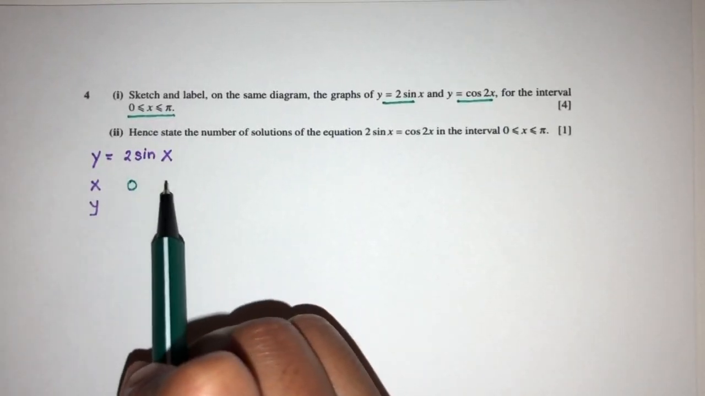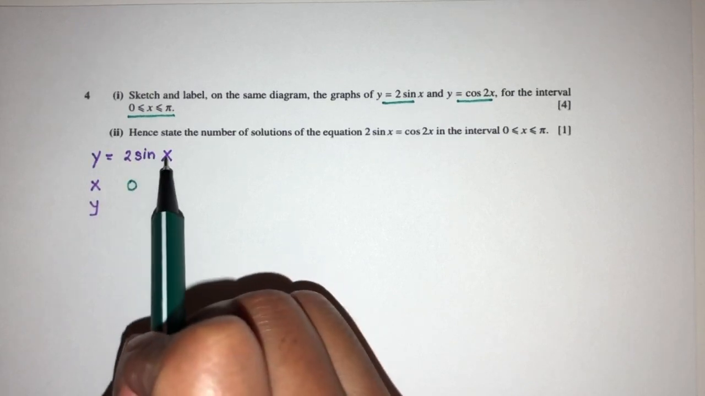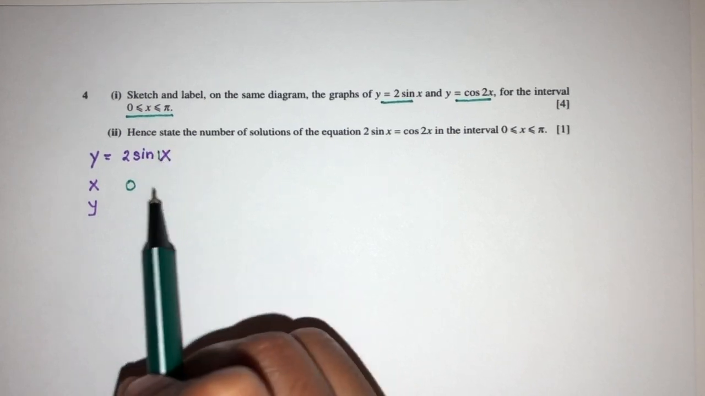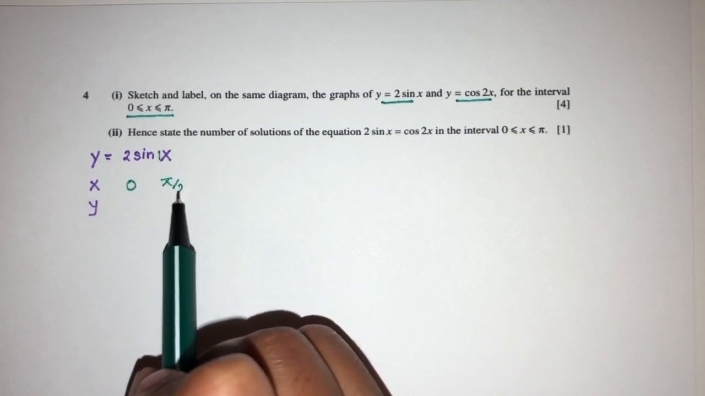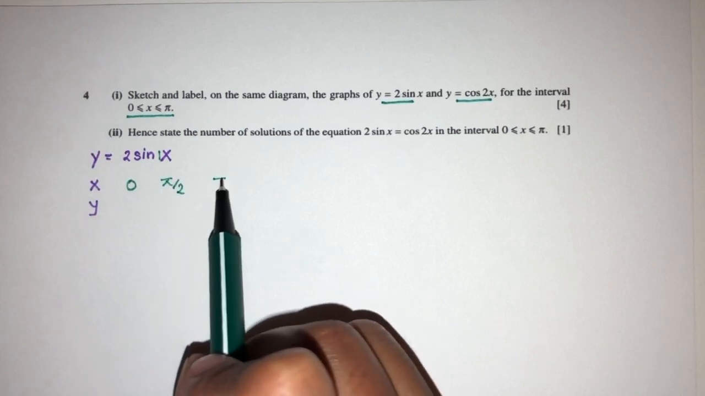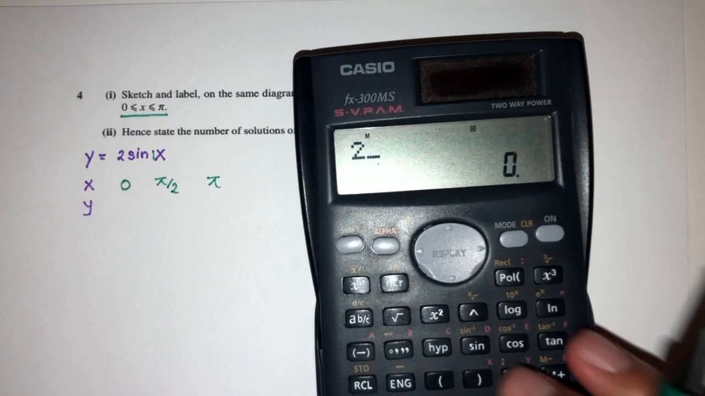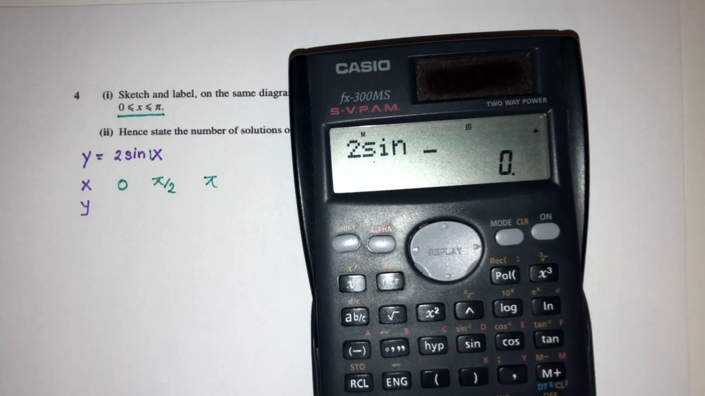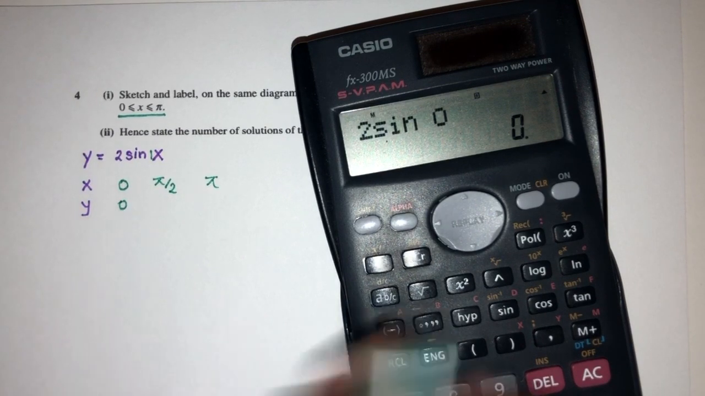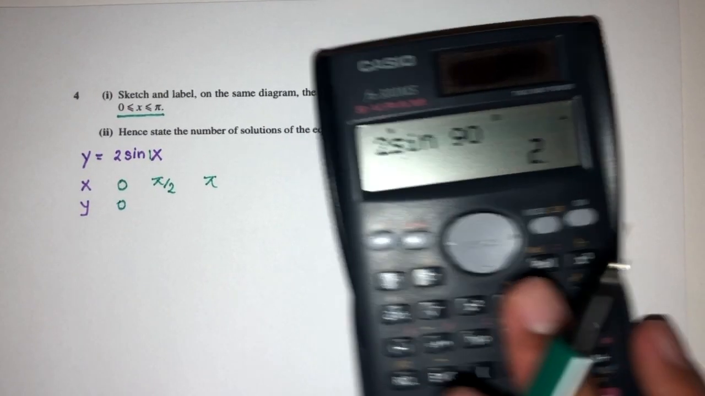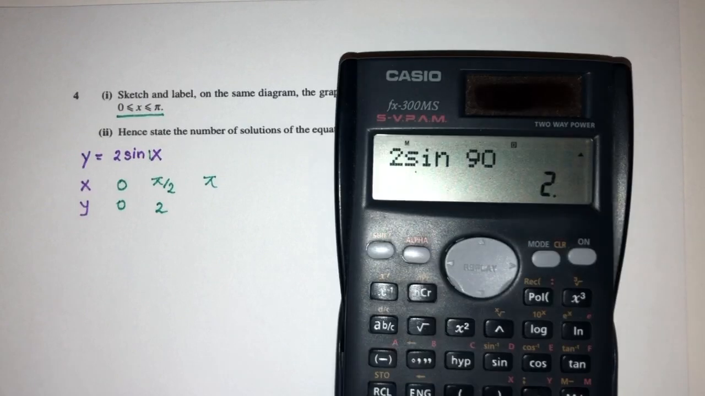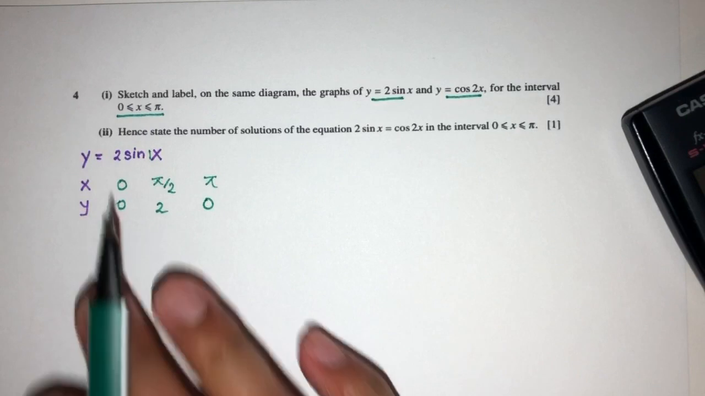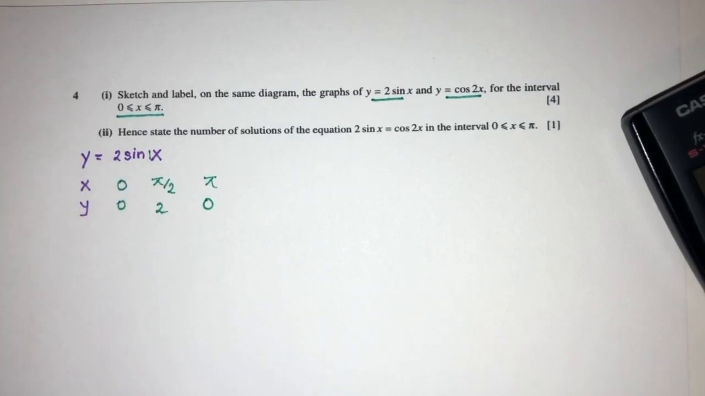Now, what is the interval that I will choose? Because the coefficient of x is 1, I will choose 90 divided by 1, that is 90, which is pi by 2. So plus 90, that should be pi. Replace back in the equation. First, 2 sine of 0, that should be 0. Then we have 2 sine of pi by 2, that should be 2. And then 2 sine of pi, 180, that should be 0. As you can see, that will be my graph for this one. Now let's move on with the other one.